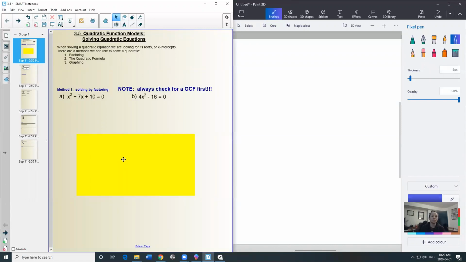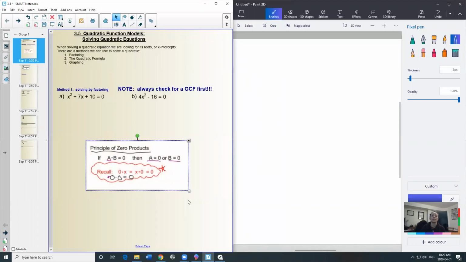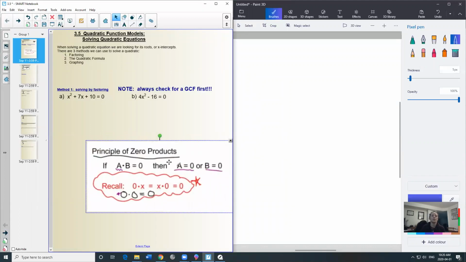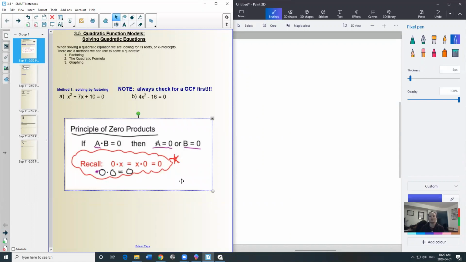For factoring, we have to remember something called the zero product principle, and that's this guy right here. Okay, what in the world is a zero product principle? If you have any two items and they are being multiplied together, in order for the answer to be zero, either A is going to be 0 or B is going to be 0. Okay, so we're going to need this idea when we are solving for quadratics.